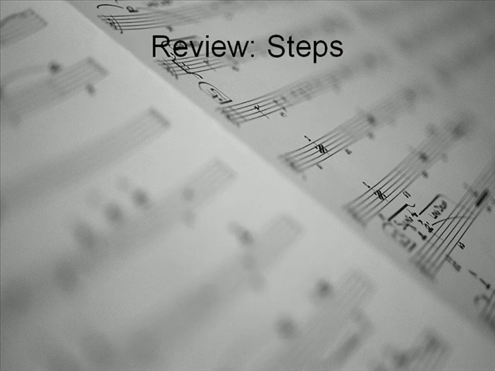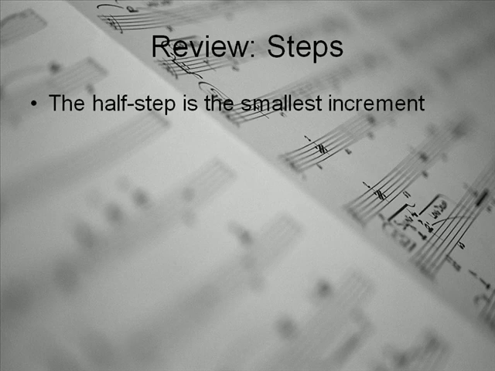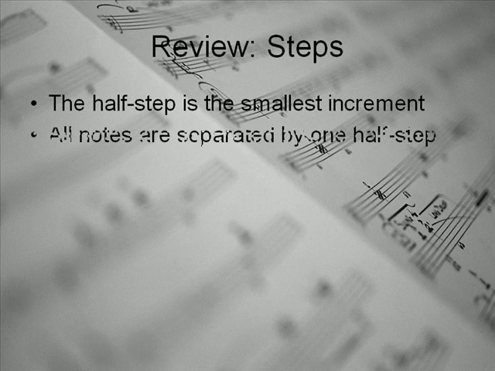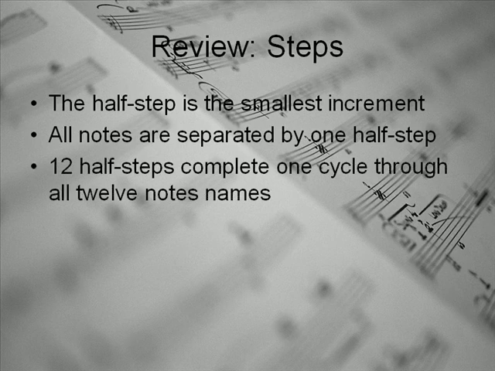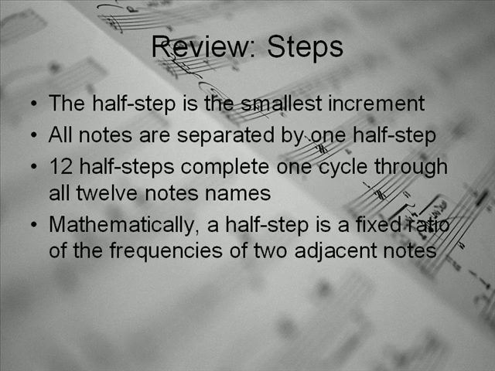Before we talk about intervals, we need to remind ourselves about steps. The first thing to remember is that the half step is the smallest increment in music. All notes are equally spaced, one half step apart. That is, an A is one half step from an A sharp, and an A sharp is one half step from a B, and so on and so forth. 12 half steps completes one cycle through all 12 musical note names. And finally, a half step is a fixed ratio of the frequencies of two adjacent notes.